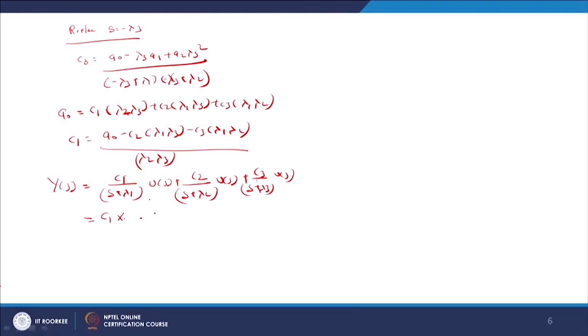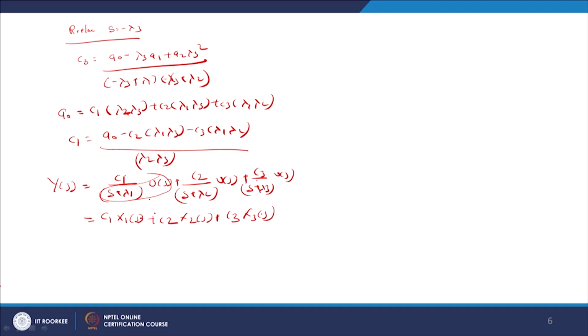Y of s equals c1 by s plus lambda 1 into u of s, c2 by s plus lambda 2 into u of s, and c3 by s plus lambda 3 into u of s. You can just see it, this is the equation. So what we have done, it has been multiplied by u of s, so finally we got this. So what we can do here, we can write u of s by s plus lambda 1 as x1 of s, that is, we can write c1 into x1 of s, that is this particular portion, plus c2 into x2 of s plus c3 into x3 of s, where c1, c2, c3 are constants and x1, x2, x3 are functions of s.